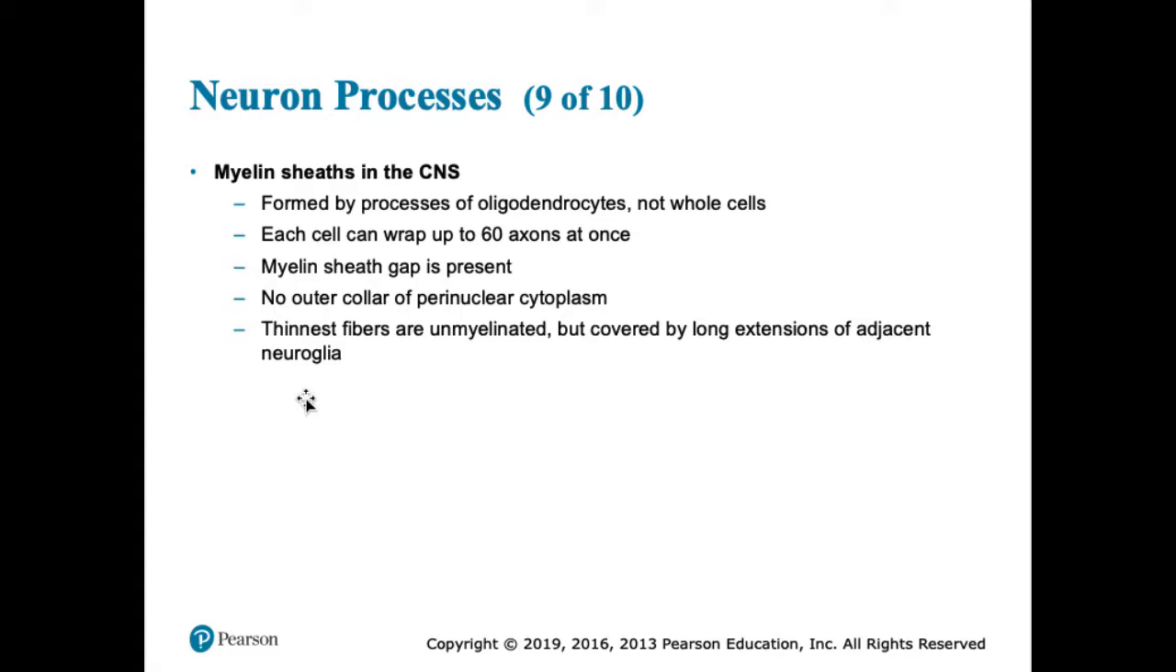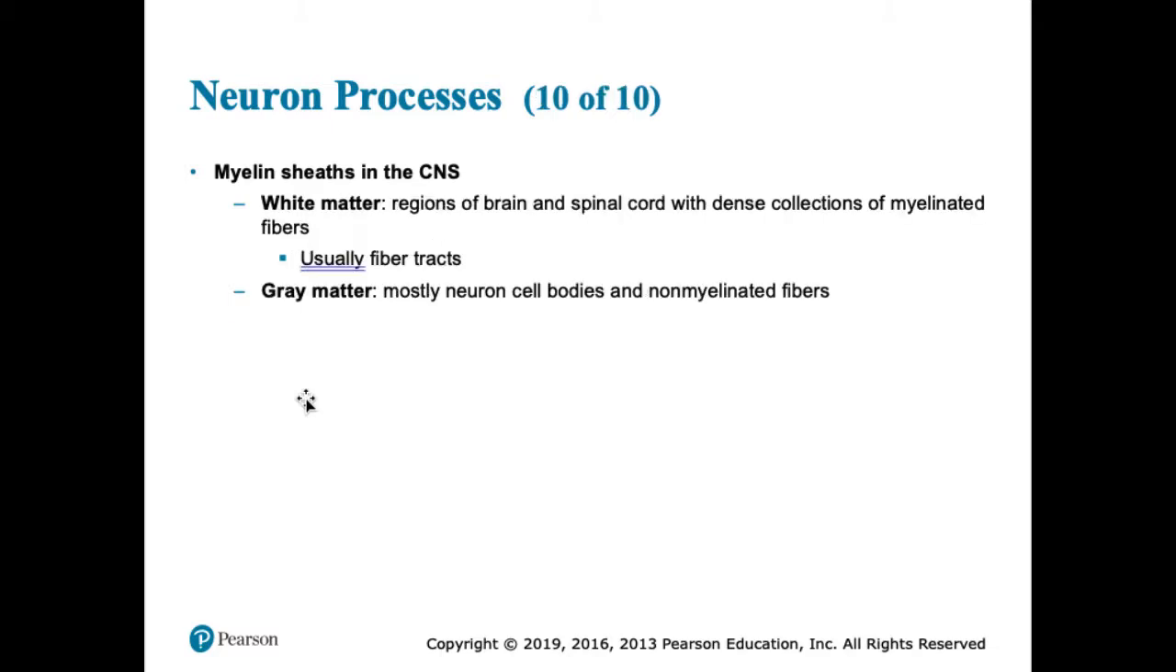And each cell can wrap up to 60 axons at once. The myelin sheath I talked about is present, but there's no outer collar of the paranuclear cytoplasm. Thin fibers are unmyelinated, but they are typically covered by little extensions of adjacent neuroglia. So the myelin sheaths in the central nervous system make up white matter. There are some regions in the brain and spinal cord with dense collections of myelinated fibers. And then there's gray matter, which is mostly neuron cell bodies. So the white matter looks white because it's covered in these myelinated fibers.